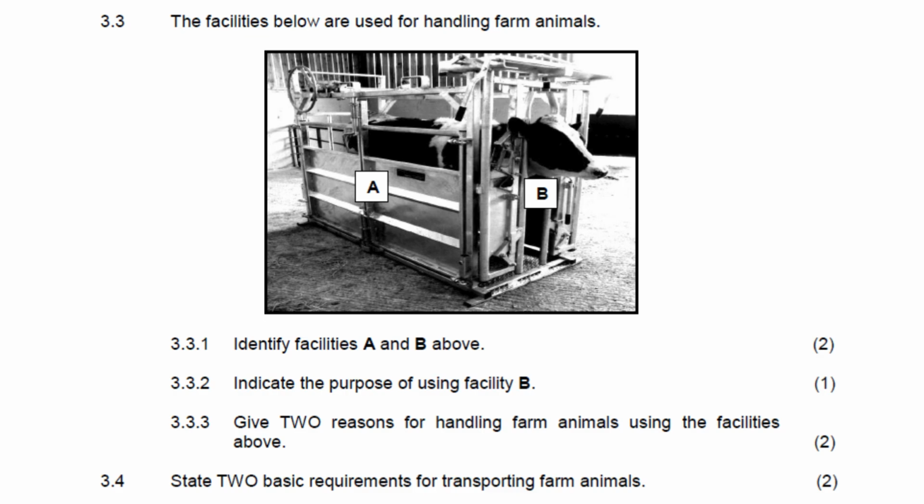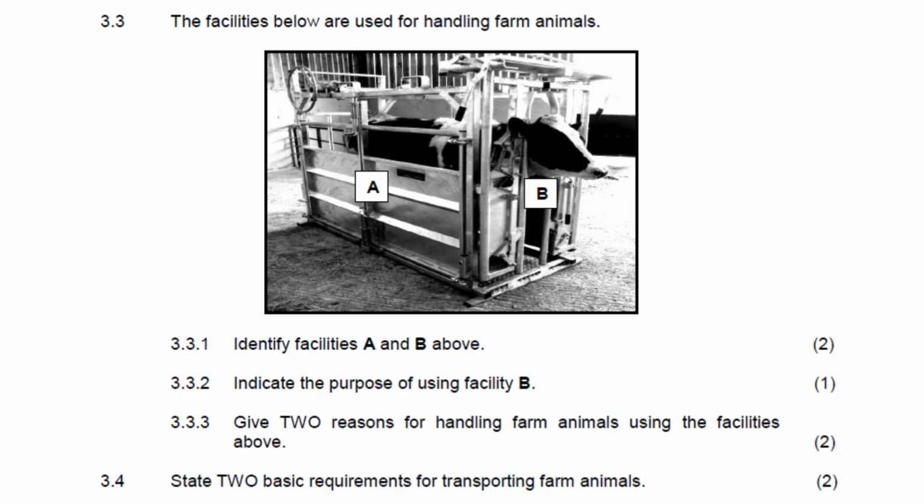Now this question is identify facilities A and B. So now we see a cattle there, right, in this facility. Now if you look at this facility, this is a crush. Now this kind of a facility, which is A, and then the label on B, that is the head gate or the neck clamp. So whichever one, or even with a crush, you can also say it's a chute, right?